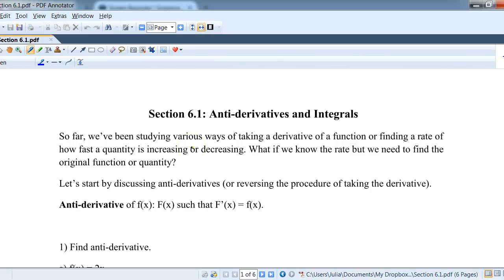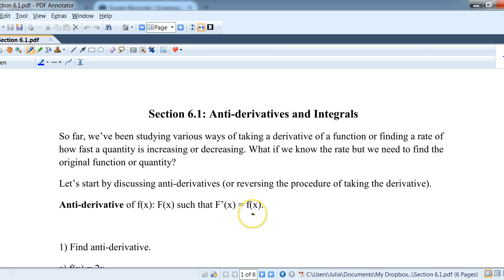Hi everyone, in this video we'll talk about antiderivatives and integrals like we've been discussing in class. So the concept of antiderivative is relatively simple. The concept of integral we're going to get to in a few minutes in this video. So antiderivative, the idea is a function, the derivative of which is the function that you provided.